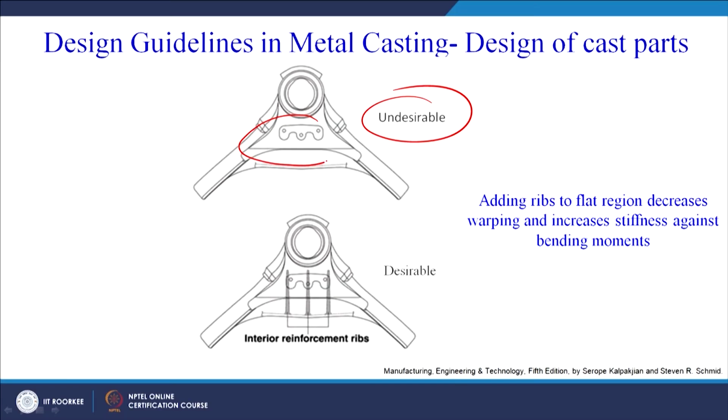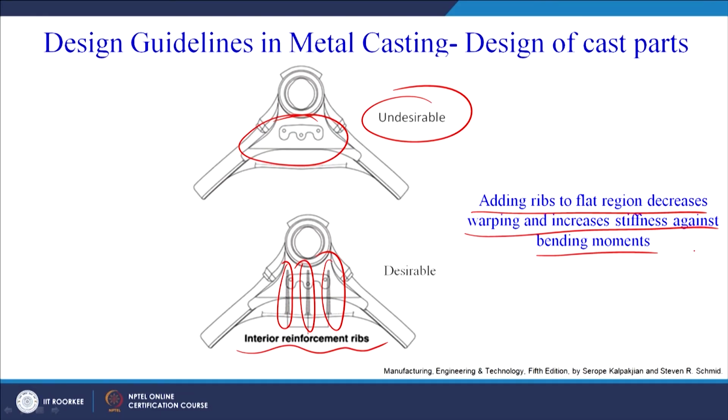Then there are other guidelines also, depending upon the specific part. So this is undesirable. Why? Because there are chances of warpage in this region. How can it be avoided? It can be avoided by giving these internal ribs. So internal reinforcement ribs can be given to avoid the warpage, which is written here. Adding ribs to the flat region decreases warping and increases the stiffness against the bending moment. So this is also a design modification which is specific to this product, which has to be made by the casting process, and it will give strength to this region as well as avoid the problem of warpage.